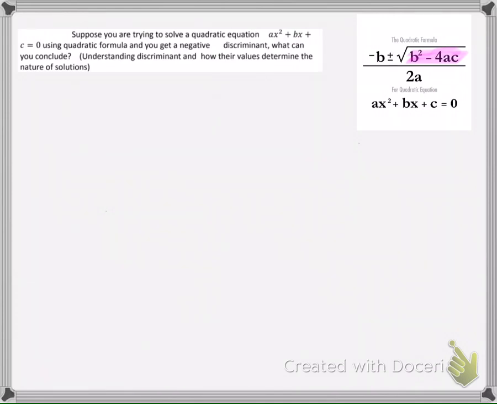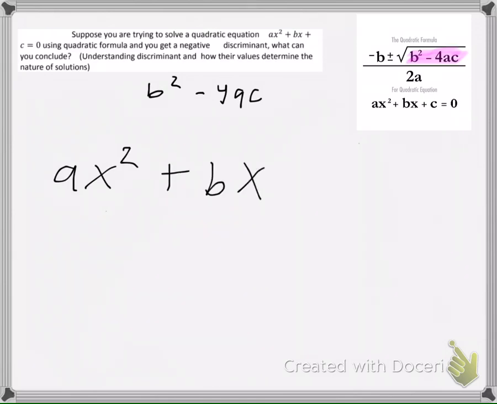So basically I want to start off by mentioning what the discriminant is. It's the expression under the radical in the quadratic formula. Let me rewrite it for clarity. The discriminant is b squared minus 4ac, where a, b, and c are the same as the a, b, and c in the quadratic formula.